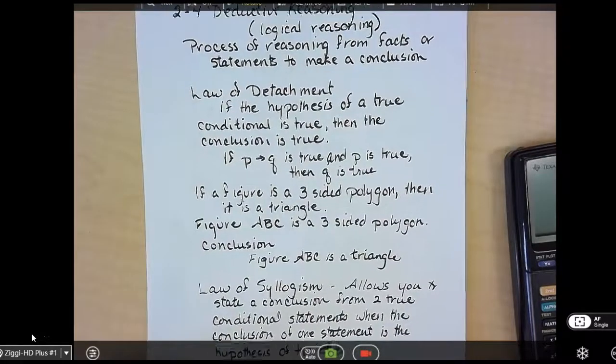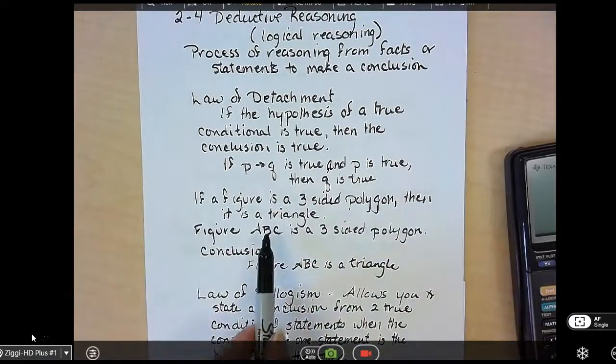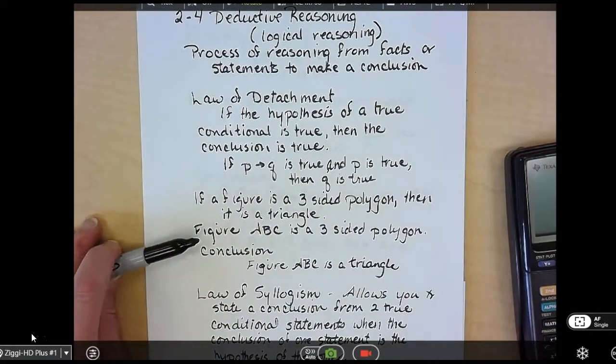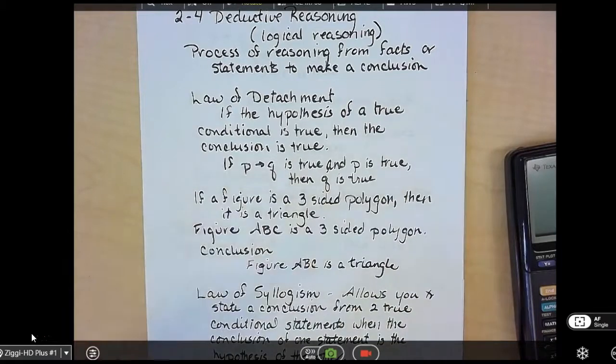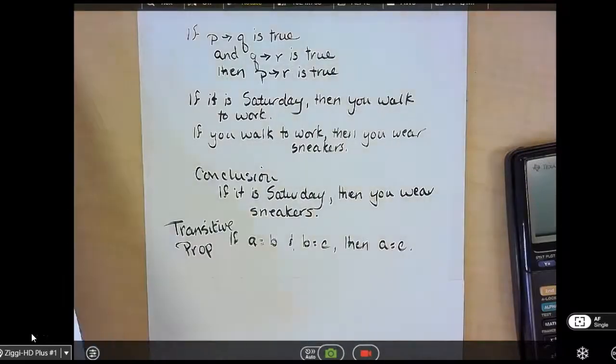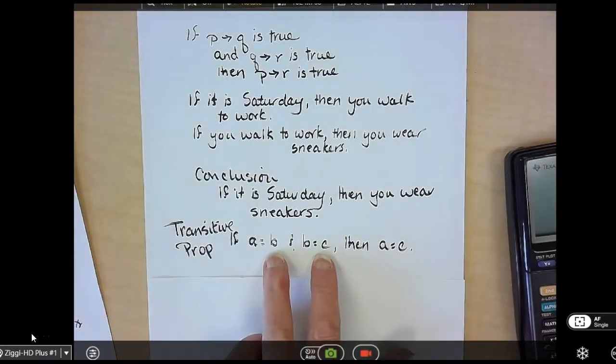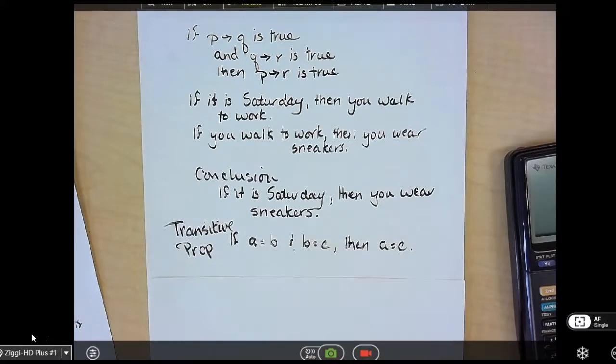So with a detachment, you start with a statement, you start with a hypothesis, and then you know the conclusion is true also. With syllogism, you start with your two different parts, but they're related to each other because they overlap. So the A equals C. And those are your law of detachment, law of syllogism, and your deductive reasoning. Now you may start your homework.